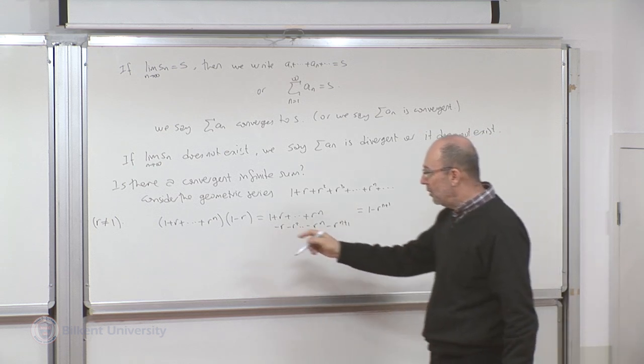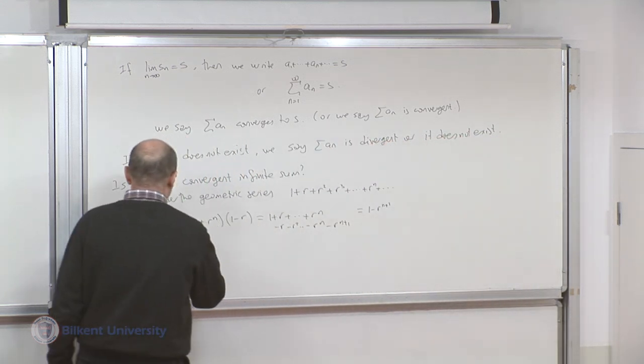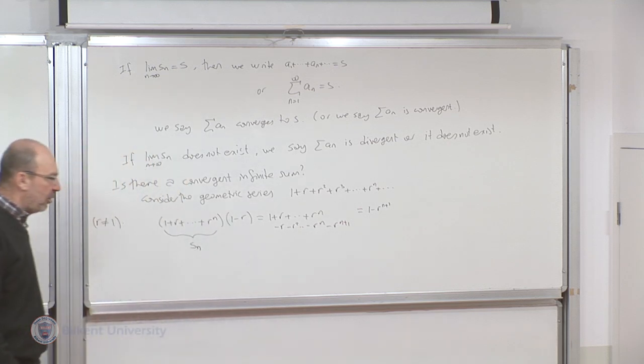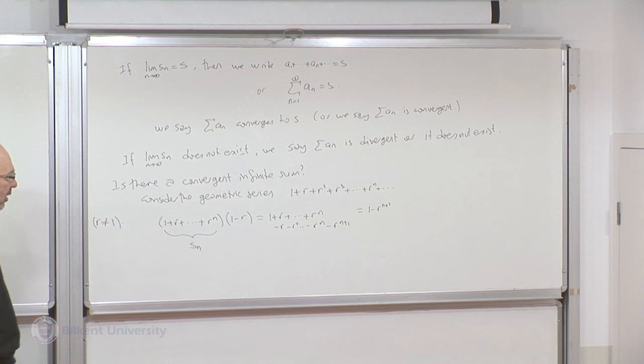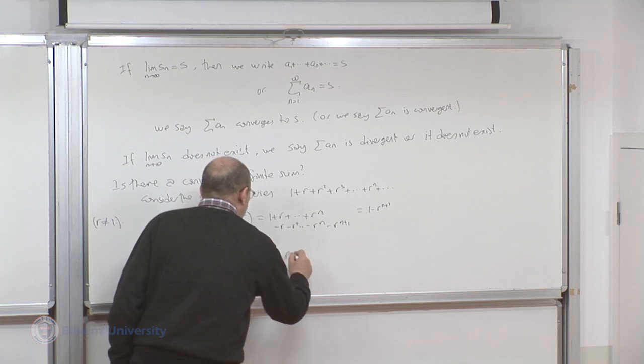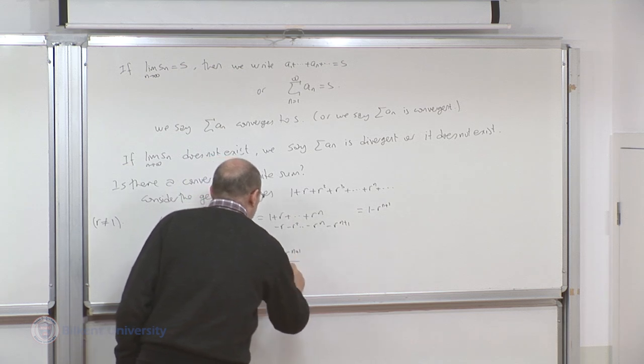I'm interested in this part. So observe that this is the nth term of the sequence of partial sums for my infinite series. So Sn is equal to (1 minus r^(n+1)) over (1 minus r).